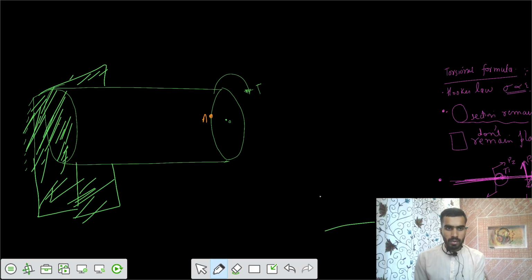And if you have that in the cross section also along the long axis, I would say there is some point A here. If you join those, let's say this is your point A. And after you applied the torque, let's say the point A has shifted to some point A dash. Let's say it has reached point A dash.